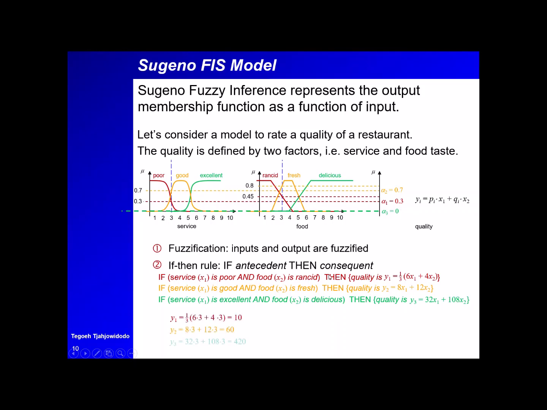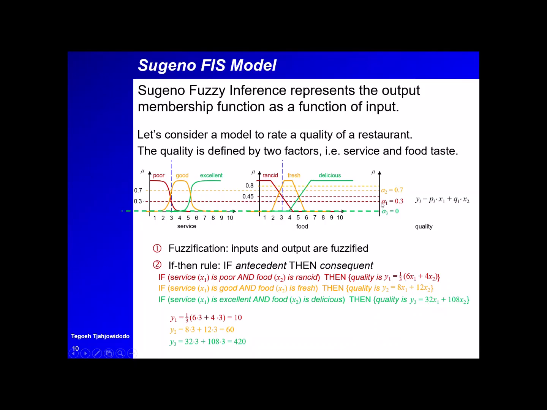In that case, the output of y1, you calculate it, it will be equal to 1/3 times 6 times 3. x1 is 3, x2 is 3, so y1 will be 10. Similarly, for the second output, just following this function, the output will be 60. For the output of the third rule it will be 420, following the green function here.